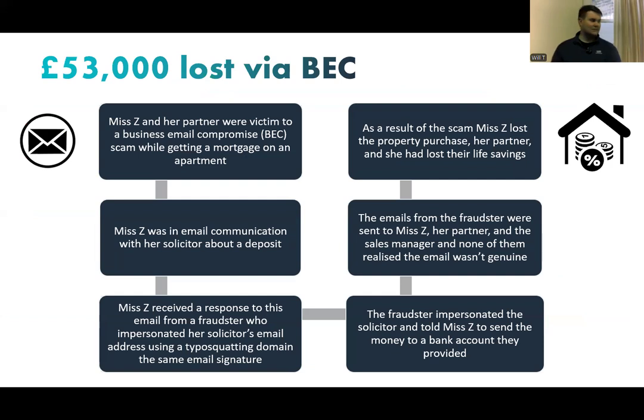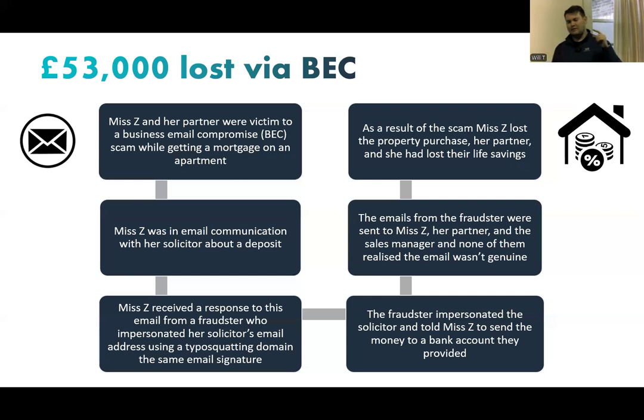So this is an interesting case. We had £53,000 lost from business email compromise, and it wasn't a business; it was an individual, which is probably scary for some of you. Miss Z and her partner were trying to get a mortgage together to pay for an apartment. They were in email communications with their solicitor, back and forth, about when they could pay the deposit and how much money they had, a massive long email chain. It was a really tight time frame: you have to provide the deposit by next Wednesday, otherwise you lose the apartment.